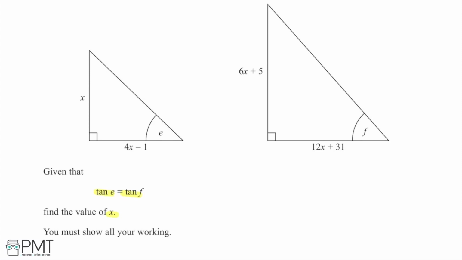So just having a look at the triangles, we've got the angle E here, and then we've got 2 side lengths defined in terms of X. And just noticing again, this is a right angle triangle, so this side over here is the hypotenuse, and we don't have the length of the hypotenuse. Similarly for this triangle, we have the angle F, we have the right angle, and we have 2 side lengths, the adjacent and the opposite to this angle here.